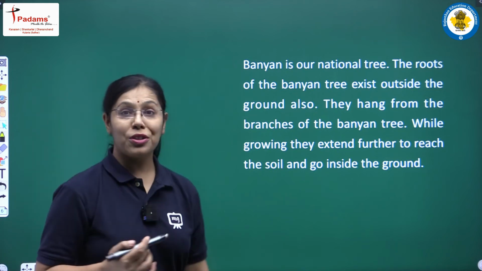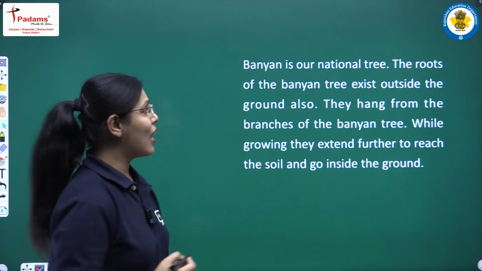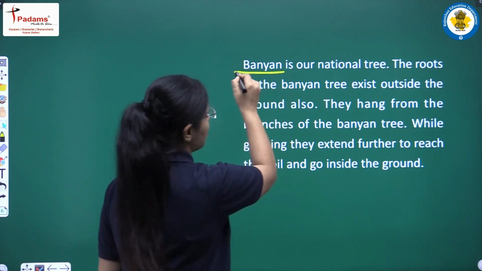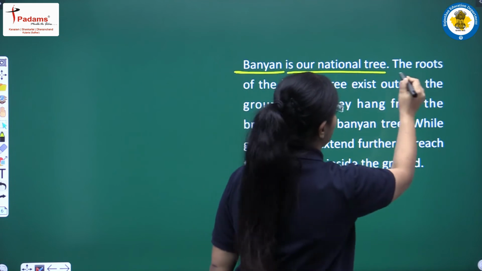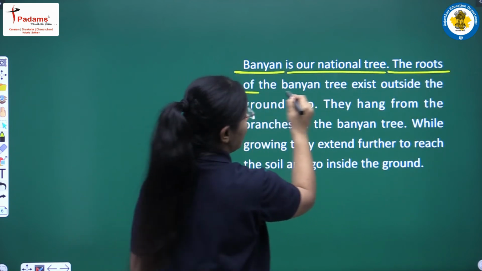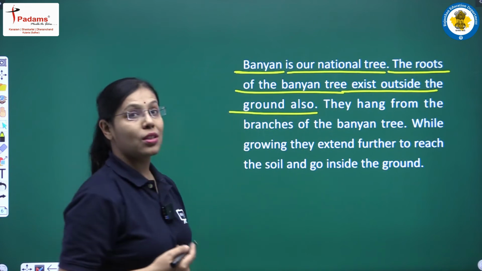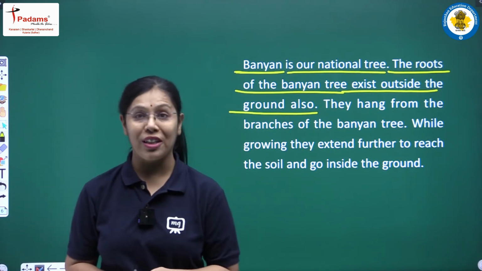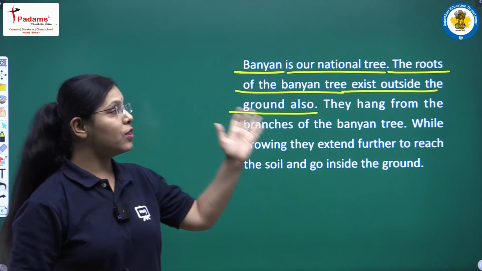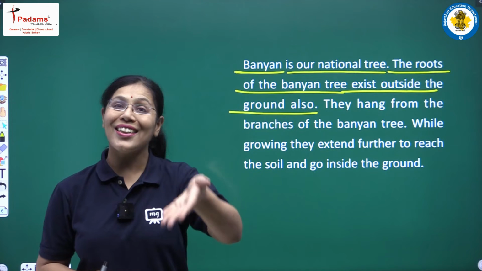Now we are going to talk about one more tree, and that is banyan tree. So banyan is our national tree. The roots of the banyan tree exist outside the ground also. So this is an important feature of banyan tree, that the roots of this tree exist outside the ground.